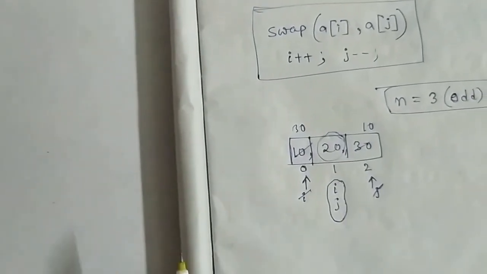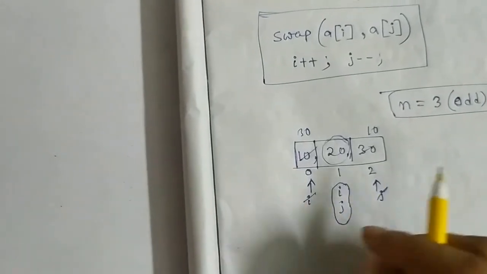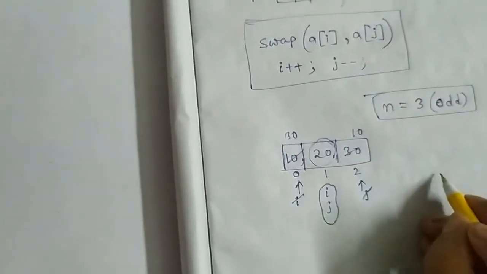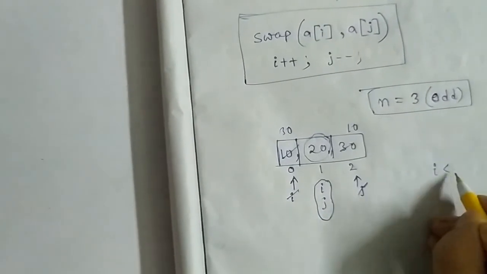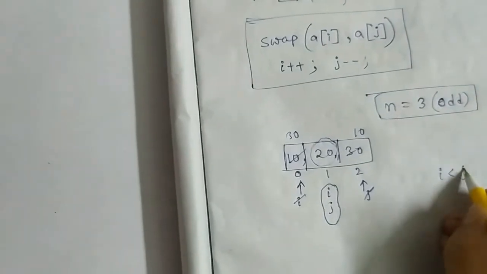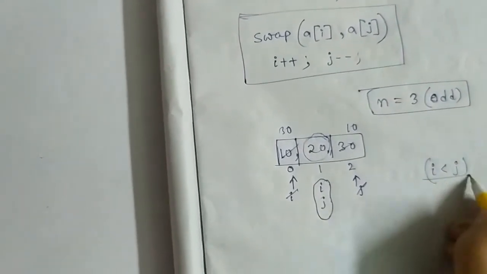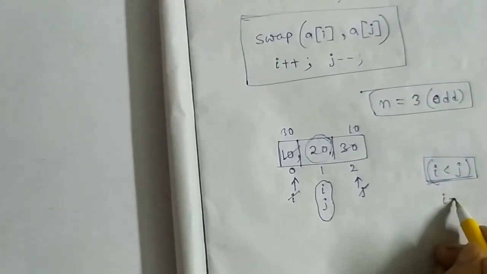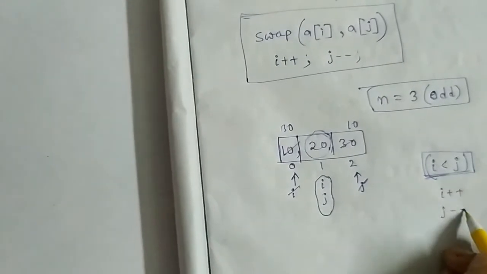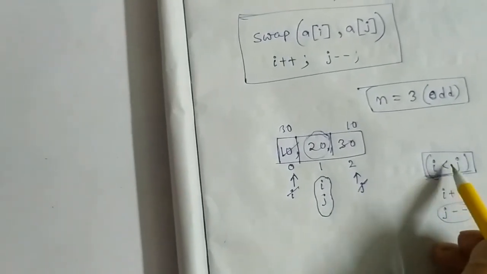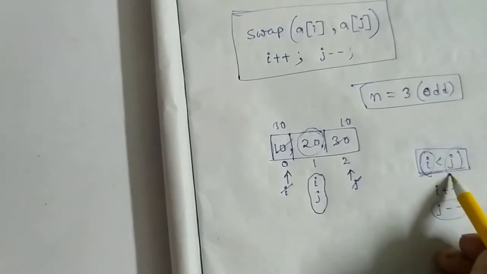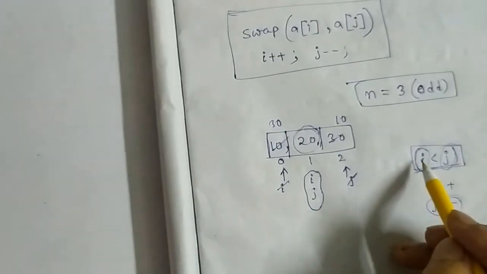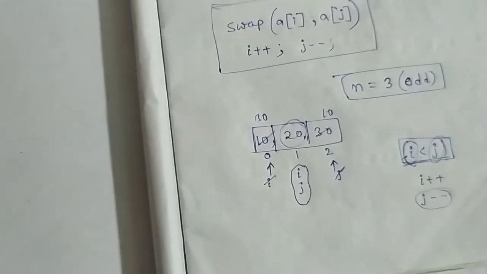That means I will write my loop condition as I less than J. When this condition is satisfied, I will swap the elements at index I and J, and then increment I and decrement J.